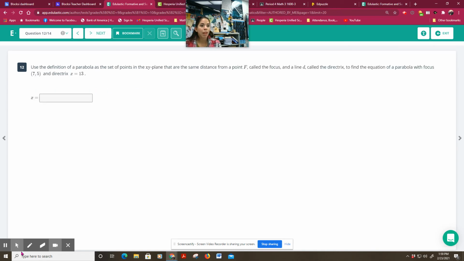Number 12, it says to use the definition of a parabola as the set of points in the xy plane that are the same distance from a point F called the focus and a line D called the directrix to find the equation of a parabola with focus 7, 5 and directrix x equals 13. So yeah, here we go. A lot of you guys, when it came to the homework assignment, you didn't show any work, and that's kind of impossible on these.